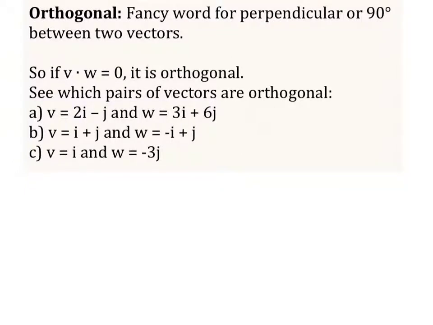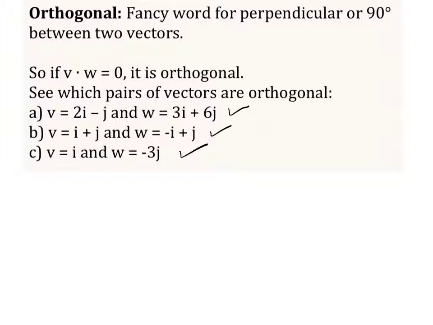Orthogonal is just a fancy word for perpendicular. So if the dot product between two vectors is 0, then we say they're orthogonal. Okay? So in all three of these cases here, we're going to check and see if they are orthogonal or not. If they're not, we're going to cross them out.